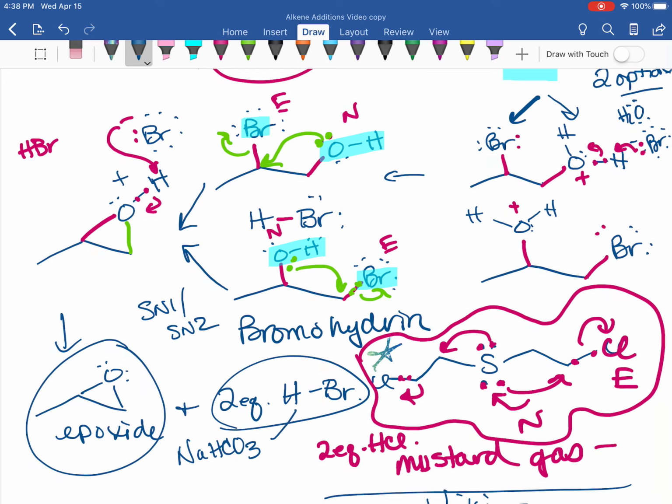So you'll sometimes see sodium bicarbonate that is added, and what it's doing is it's helping that reaction form here and here, and it's also soaking up the HBr. So this is an older way of making an epoxide.